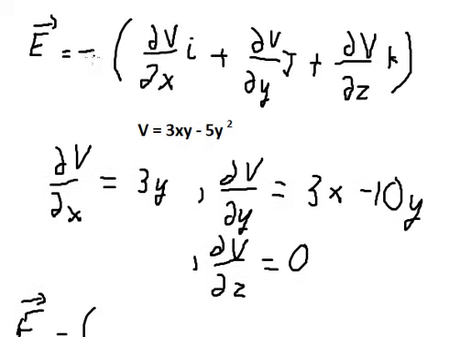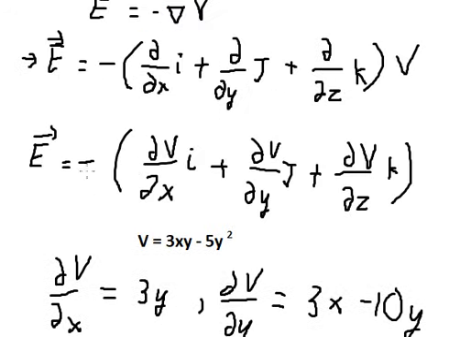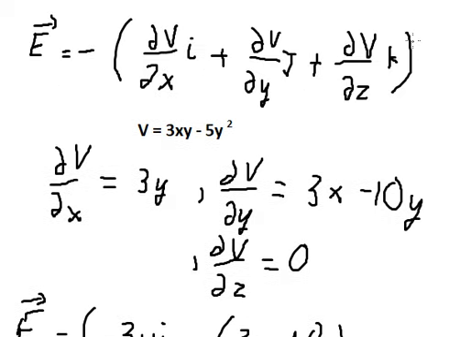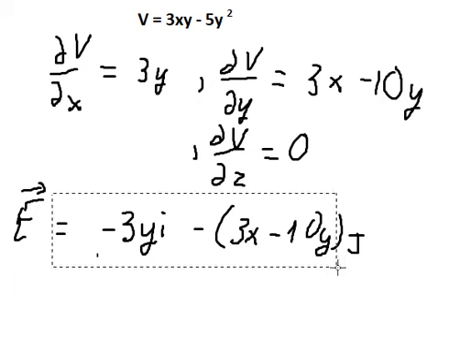So we have the negative, so we have negative 3y i, negative with this one, we have 3x minus 10y, and we put j. We don't have anything, so we put 0. And that's it, the final answer. Now we can put x, y, z in here.